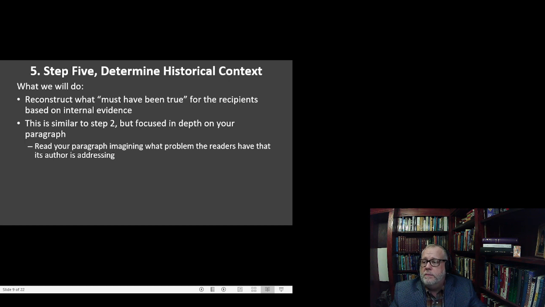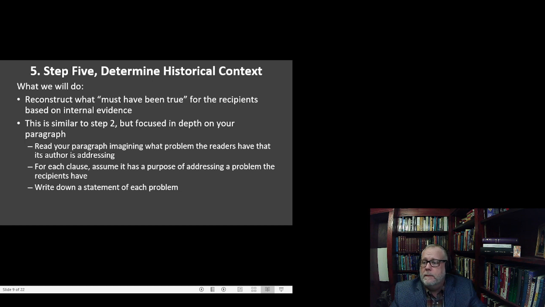Read your paragraph imagining what problem the readers have that the author must be addressing. For each clause, assume it has the purpose of addressing a problem that the Galatians must have had. Write down a statement of what that problem must have been. This is also backwards inferencing. The author does something, he must be doing it because X. You need to produce the X.